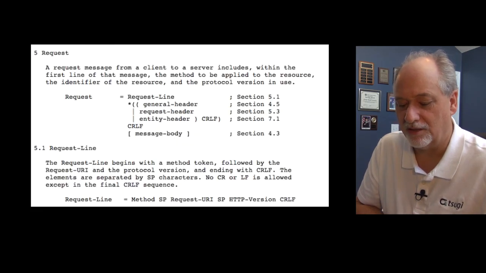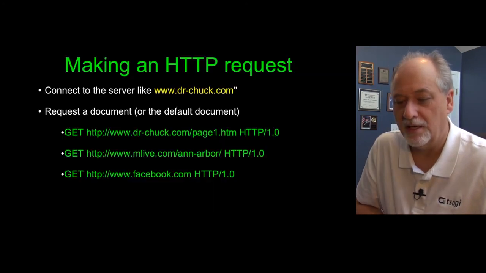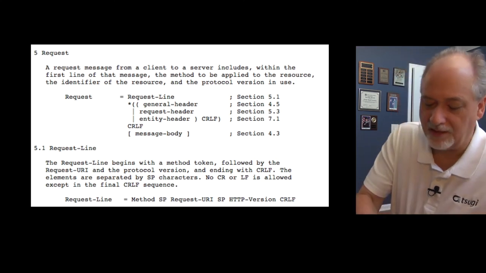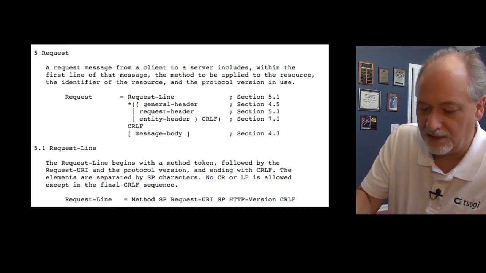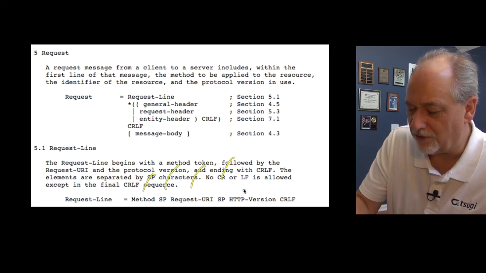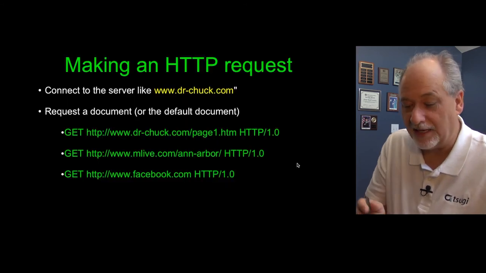So if you look down and said, oh, here's what a request looks like. This is how I'm going to get a document from the server. And you keep reading and you keep reading, and it says you're supposed to have the request method with a space, with the request URI, with a space, the HTTP version, and the carriage return line feed. That's what it's saying.